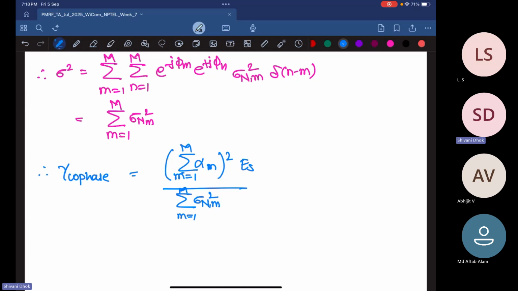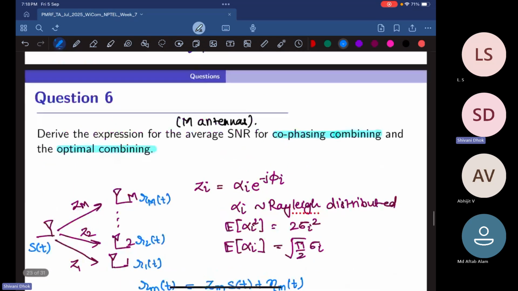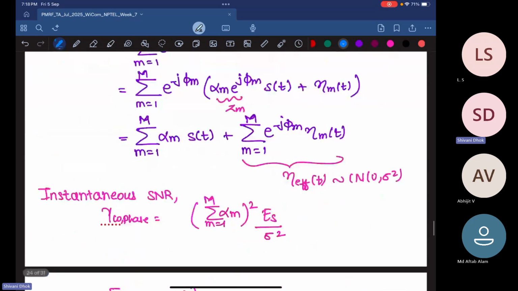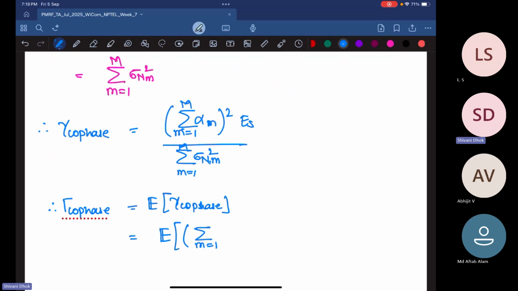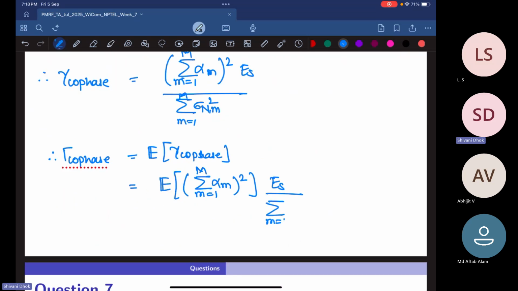Now what we wanted to find out? We wanted to find out the average SNR. So we are asked to find the average SNR for cophasing. So your gamma cophase, which is basically your average SNR, that is the average of gamma cophase, is basically equal to expectation of summation m equal to 1 to capital M alpha m square into Es divided by summation m equal to 1 to capital M sigma n m squared.